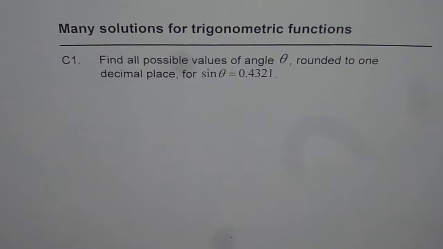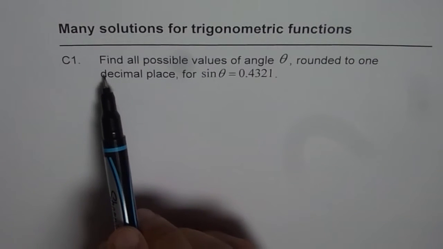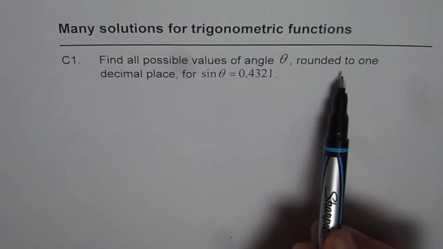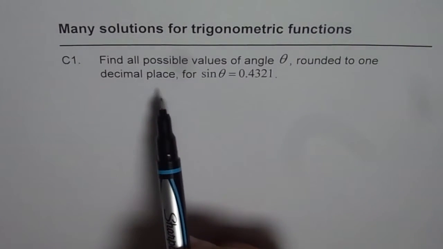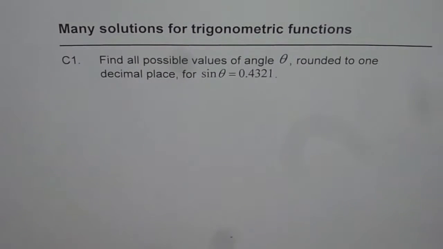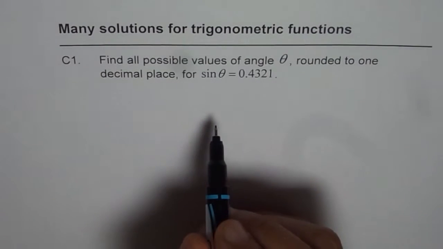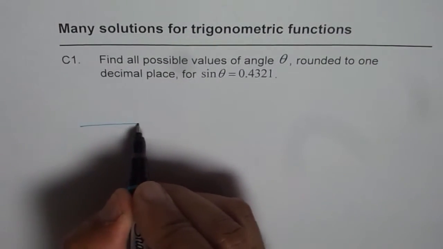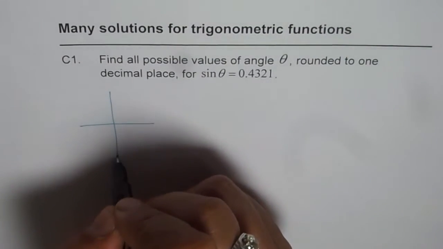C1 is a communication question. It says find all possible values of angle theta rounded to one decimal place for sine theta equals 0.4321. Now we can easily answer this question, but let us understand the concept behind it. So let us consider our coordinate plane.